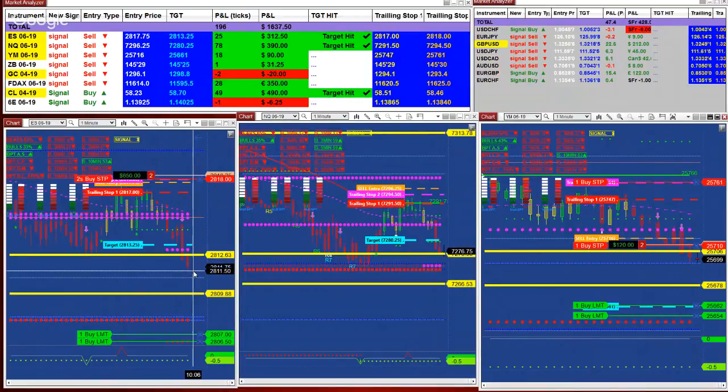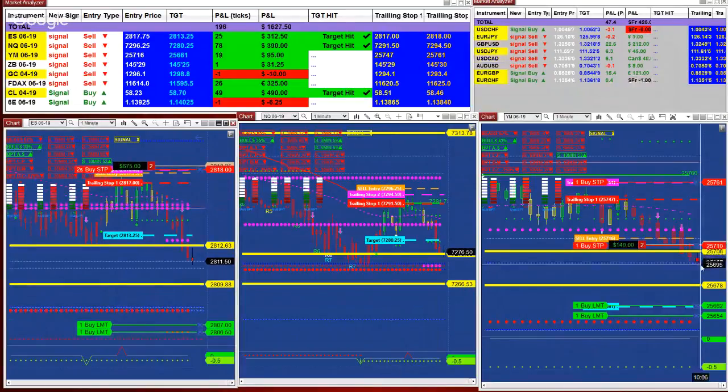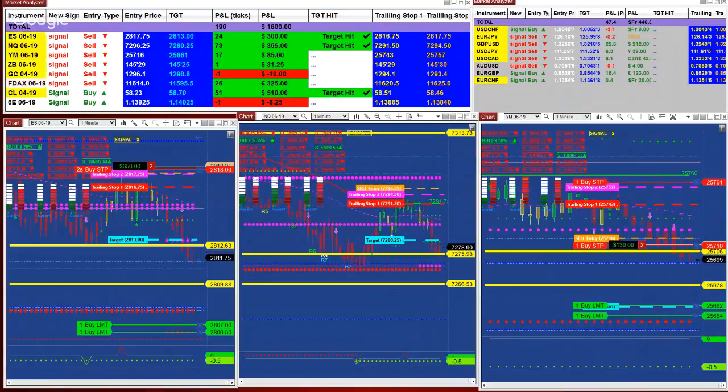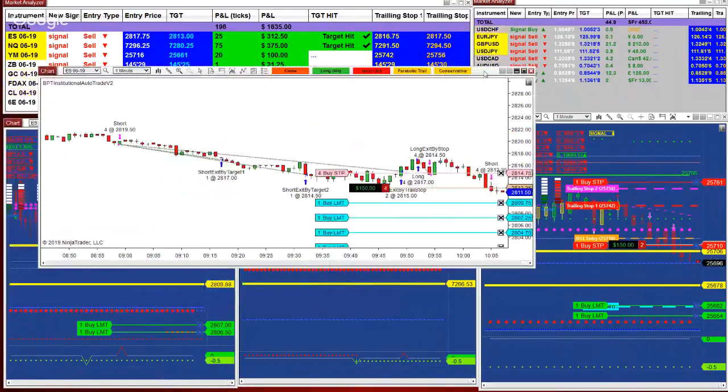Once the ES breaks those two lines, the YM, the one we called on those trades, the one we called on the YM. Once you see this ES breaking those two lines, that means it's going to hammer all the way down to the 61 level without any stop. The institutional auto trade has already taken a short.